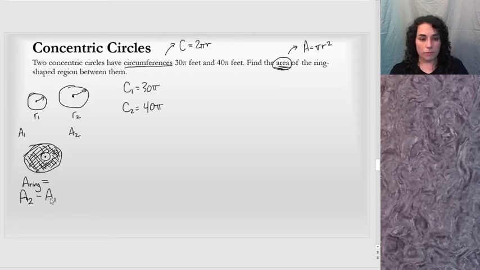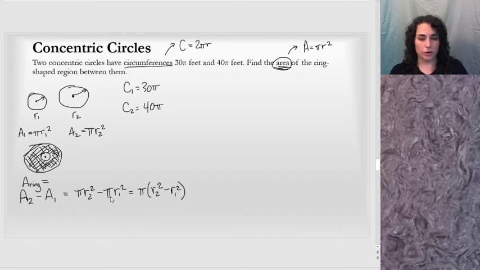So I'm working in symbols. I'm going to notice that if I say A ring equals A2 minus A1, and we can make a note here, A1 is pi R1 squared and A2 is pi R2 squared. So when I take A2 minus A1, I get pi R2 squared minus pi R1 squared. I'm just going to factor pi out here to make it a little bit easier: pi times (R2 squared minus R1 squared).